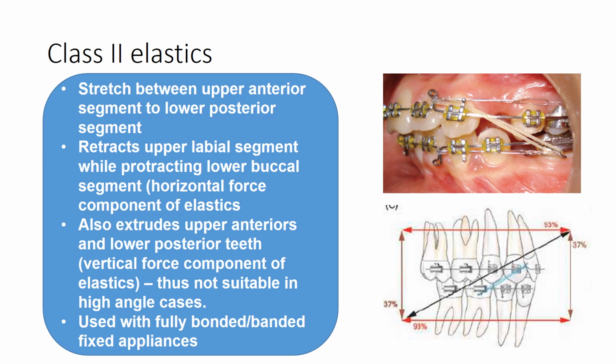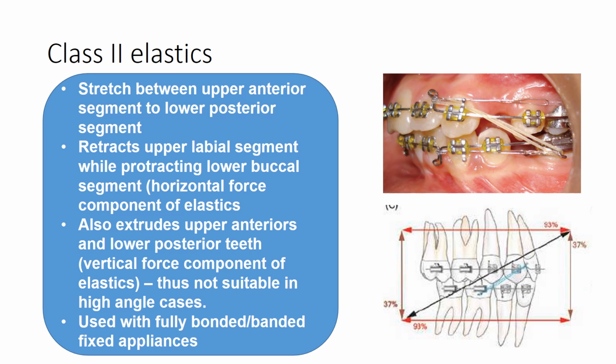Now, class 2 elastics are utilized especially when camouflage treatments are undertaken together with extraction. Class 2 elastics are usually stretched from the upper anterior segment to the lower posterior segment. The effect of class 2 elastics is to retract the upper labial segment while protracting the lower buccal segment. Okay, this comes from the horizontal force component of the elastics.